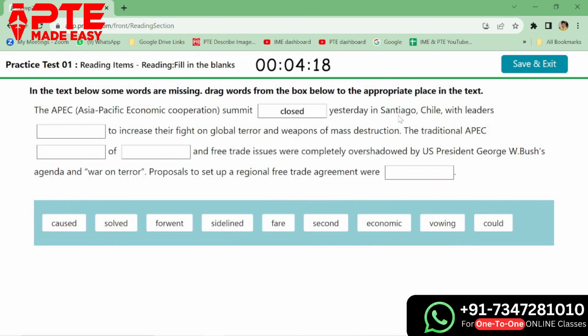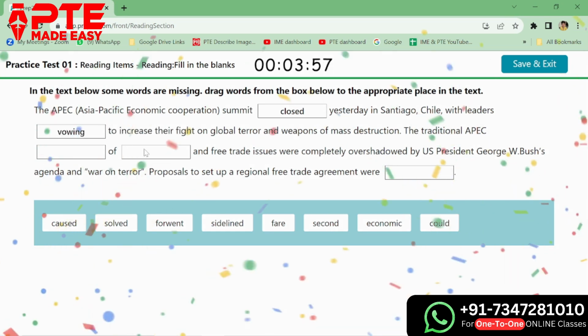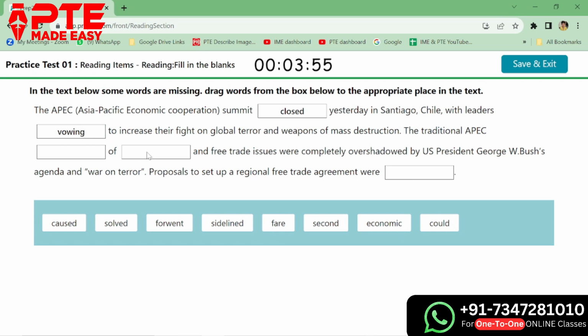Okay. Santiago, Chile, with leaders dash to increase their fight on global terror and weapons of mass destruction. With leaders dash to what? Leaders solve to, forwent to, sideline to, fair to, second, economic, wooing. With leaders wooing to increase. They were wooing to increase.